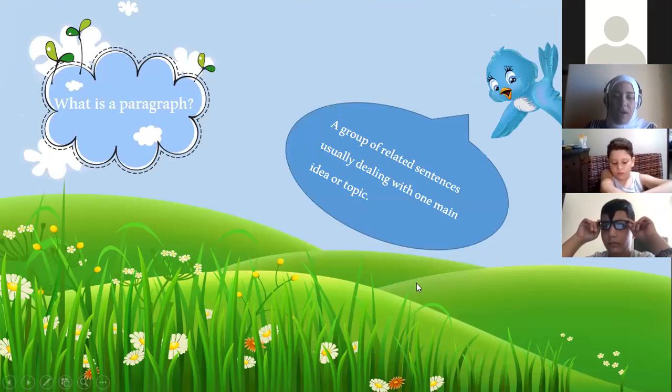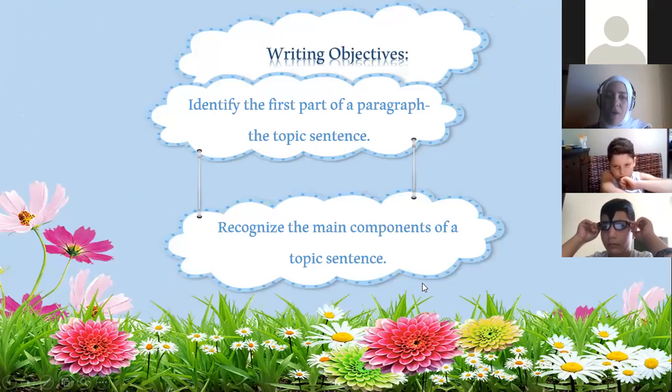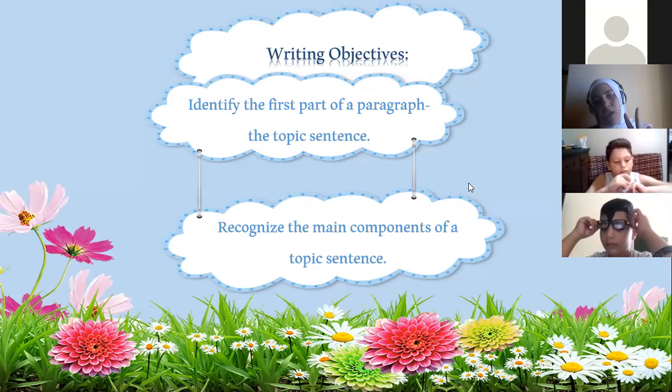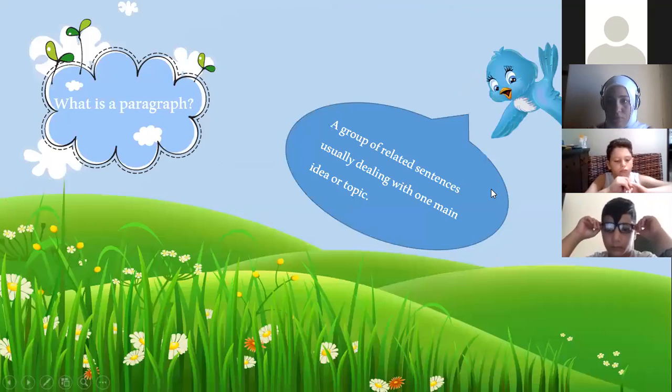Now we have to move to the writing part. In the writing part, we covered two things. We have identified the first part of a paragraph, which is the topic sentence, and we identified the two main components of the topic sentence. First of all, now you're in grade 4. So from now on, you must write a paragraph.